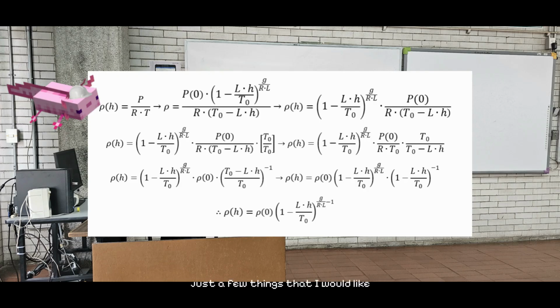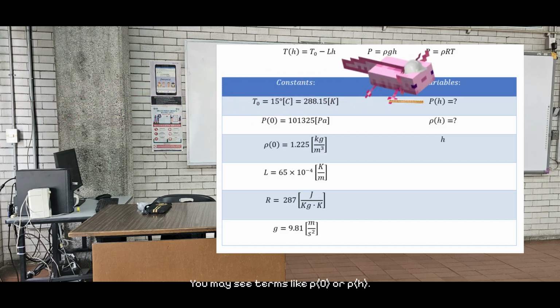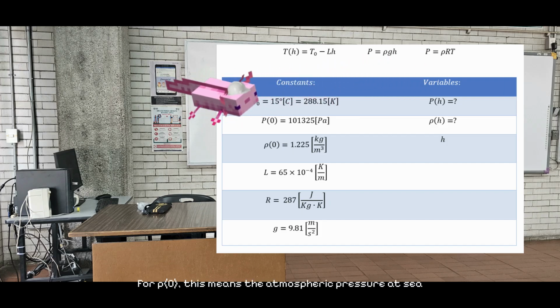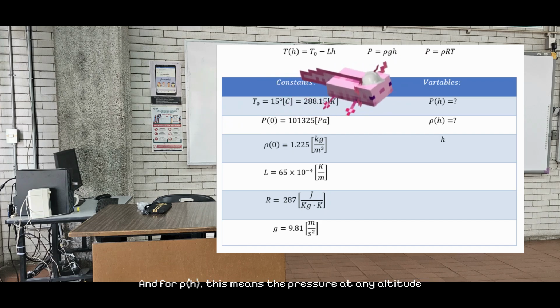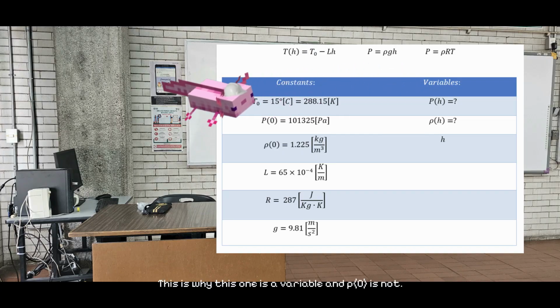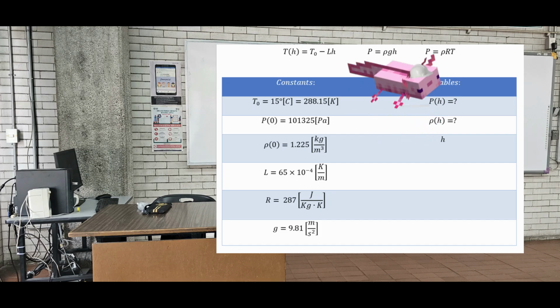There are just a few things that I would like to clarify if anyone wants to do the math. You may see terms like P of 0 or P of h. This is not a multiplication. This refers to the function to calculate pressure at a certain altitude. For P0, this means the atmospheric pressure at sea level. And for P of h, this means the pressure at any altitude that you want. This is why this one is a variable and P of 0 is not. It is very similar to f of x, where h is equal to x and y would be the pressure.